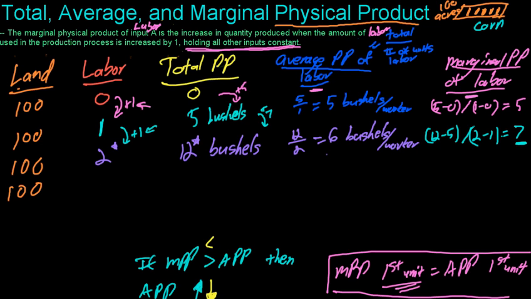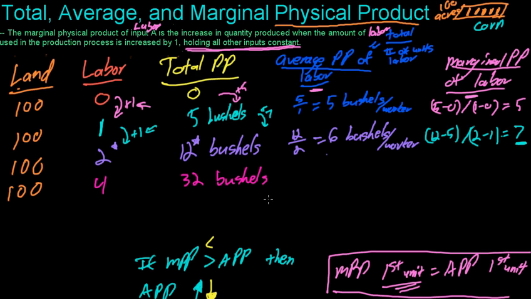Alright, so we're just going to go ahead and do one more row to make sure that we're all on the same page, and then we will go on to the next video. So let's say now that I go ahead and hire 2 more workers. So we're going to jump from 2 directly up to 4. And let's say that our total physical product goes up to 32 bushels of corn.